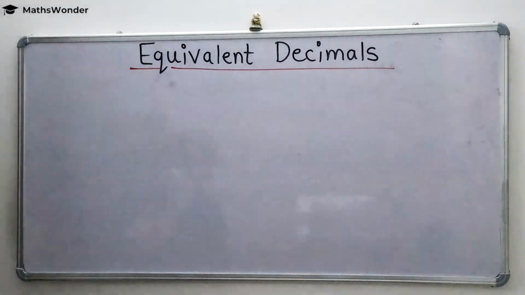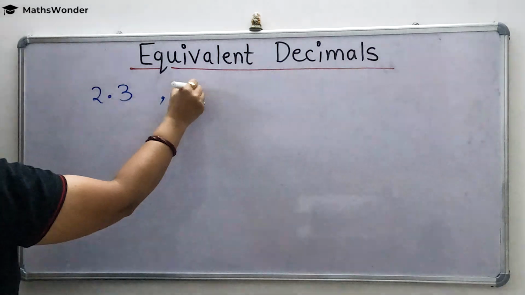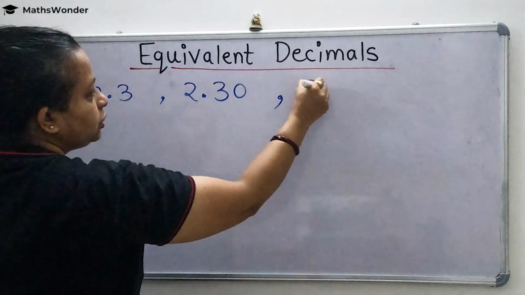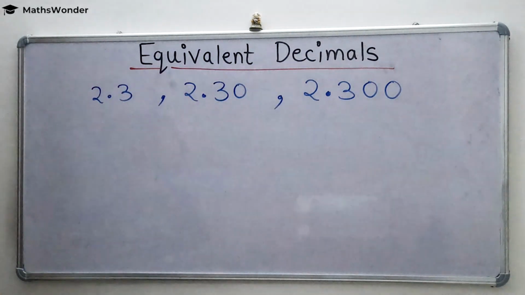Suppose the question is given 2.3, 2.30, 2.300, right? Now tell me which type of decimal is this? We have learned in the last class like decimals and unlike decimals. Can you tell me which type of decimal is this? Unlike, right? It looks like unlike. Now you will understand here how you can convert an unlike decimal to a like decimal.